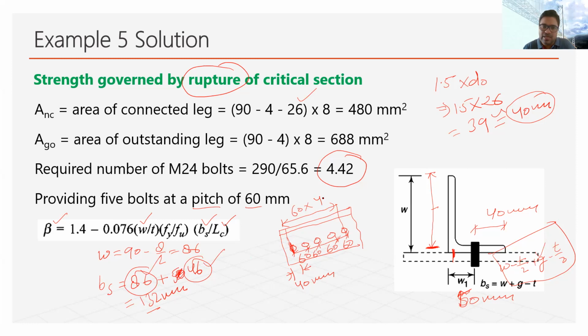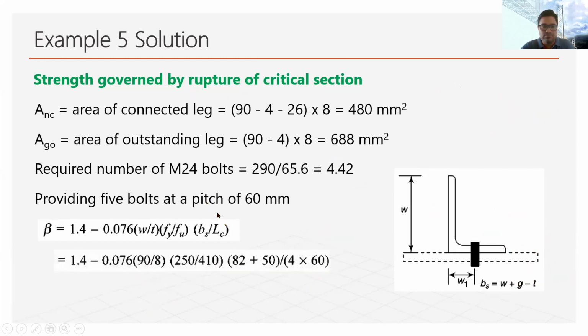LC is the length between the first bolt to the last bolt, center to center distance. So this becomes 240 mm. All these values will be put down in this formula. You can see this becomes 132. I have just explained how we found this 132 value. All other values are there. This 90 will be 90 minus T by 2 actually.